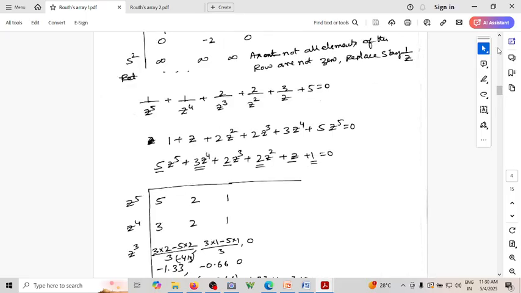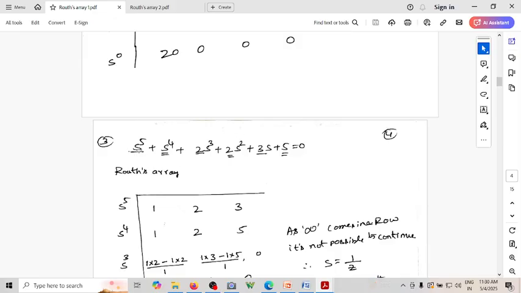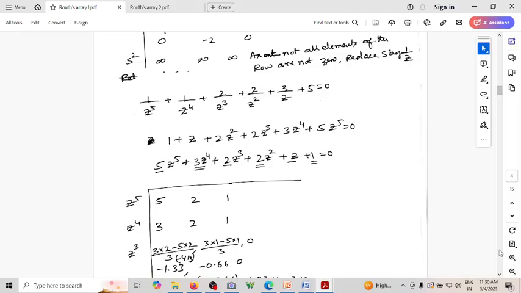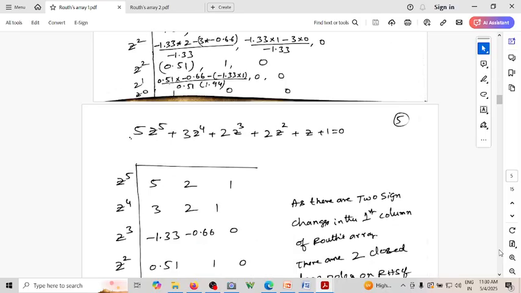Okay, now let us see what this is. Let us take this third one. It is now s power 5 plus s power 4 plus 2s cube plus 2s square plus 3s plus 5. Now I am writing the Routh array. Upon writing the Routh array, you had this.